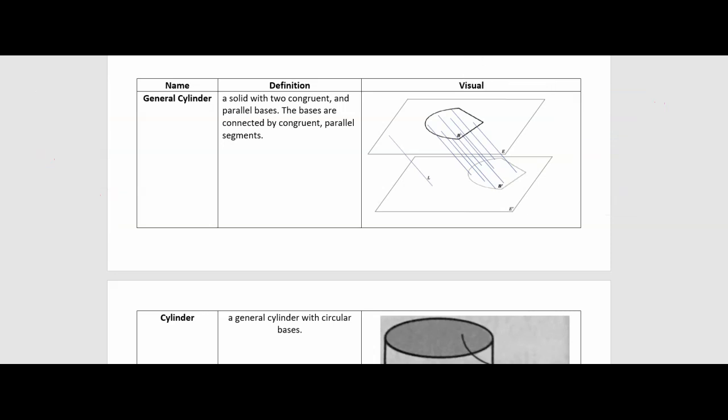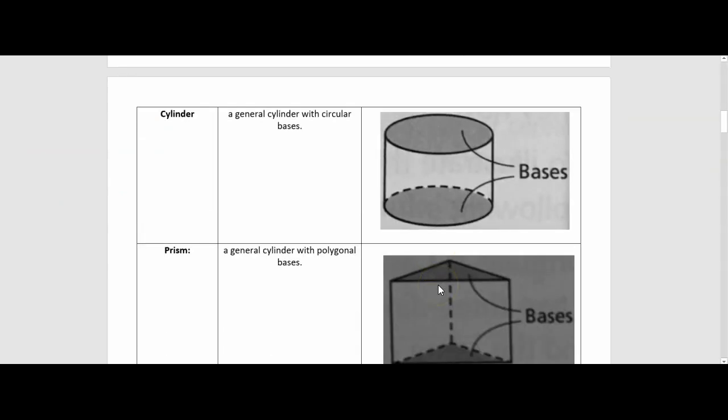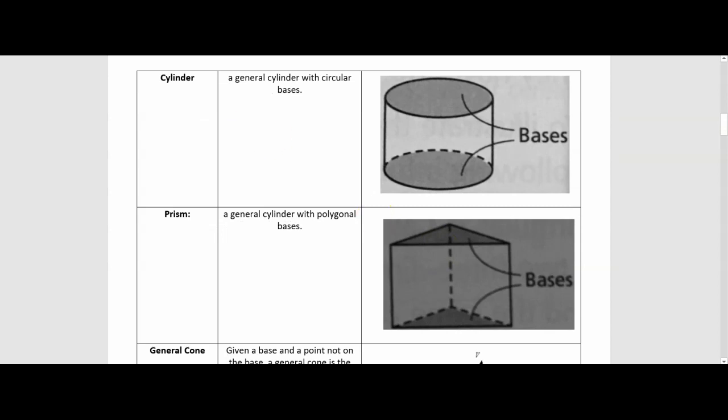Let's look at some specific types of cylinders. Well, if I leave off the word general, then I have what you guys know as a cylinder, right? If I leave off the word general, then I have a cylinder, and this is with circular bases. So if the bases are circular, then we don't have to use the word general, we can just say cylinder. They still need to be congruent, they still need to be parallel. The only thing we're adding to our criteria is that they are circular.